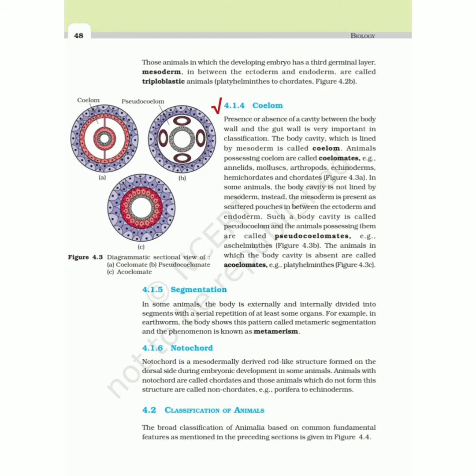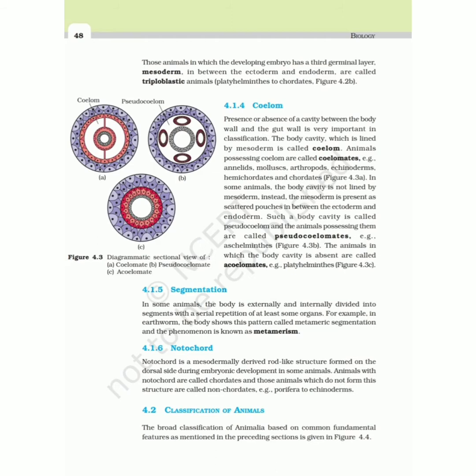Figure 4.3 Diagrammatic sectional view of A. Coelomate, B. Pseudocoelomate, C. Acoelomate. Those animals in which the developing embryo has a third germinal layer, mesoderm, in between the ectoderm and endoderm, are called triploblastic animals, Platyhelminthes to chordates, figure 4.2b.